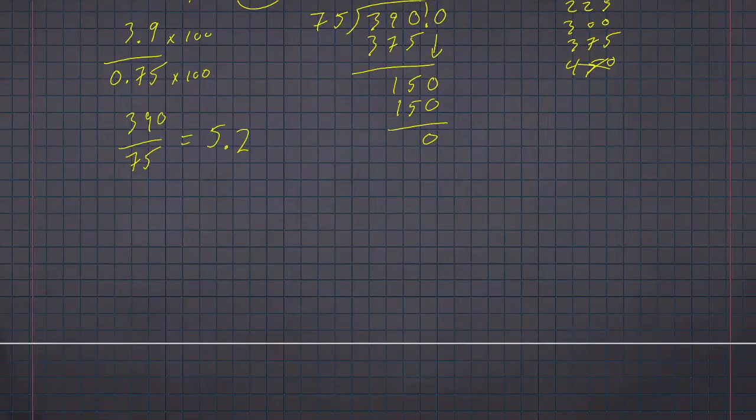Now the trick I mentioned, 390 over 75, it jumps out to me immediately that top and bottom of this thing are divisible by 5. And if you take the time to do that division first, you see that 390 over 75 reduces and becomes, let's see, 390 divided by 5.